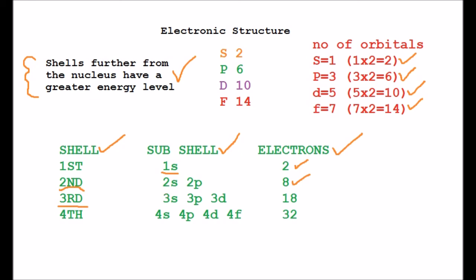That's really hard to say quite quickly. So 3s, that would be 2, 3p, that would be 6, 3d, that would be 10, and so you've got a maximum of 18. And the fourth one, so again 4s 2, 4p 6, 4d 10, and 4f 14, and that gives you a maximum of 32 electrons.